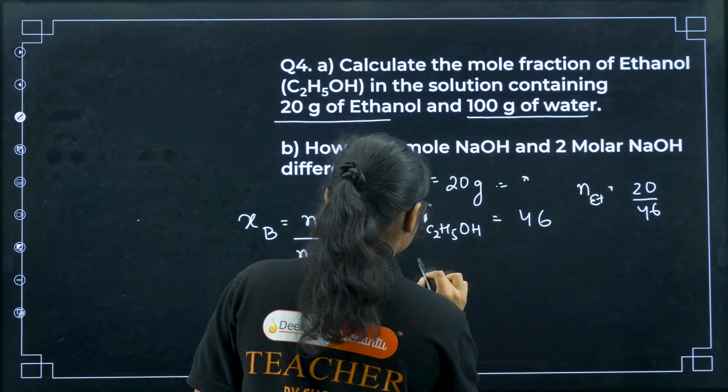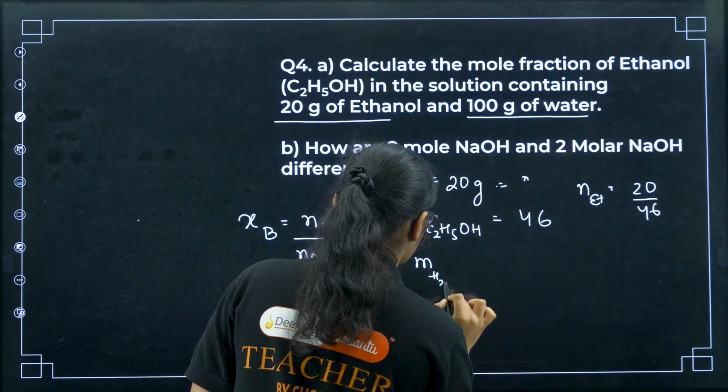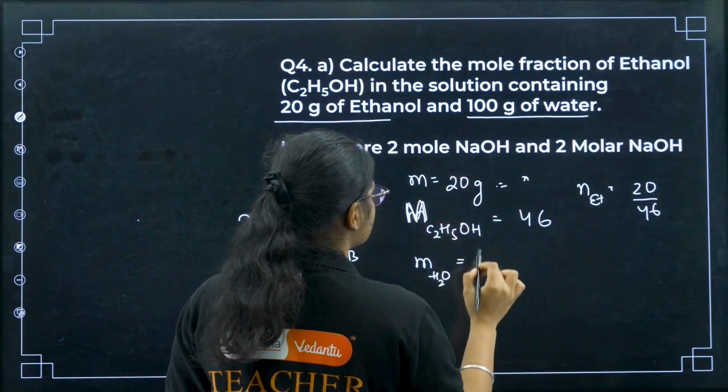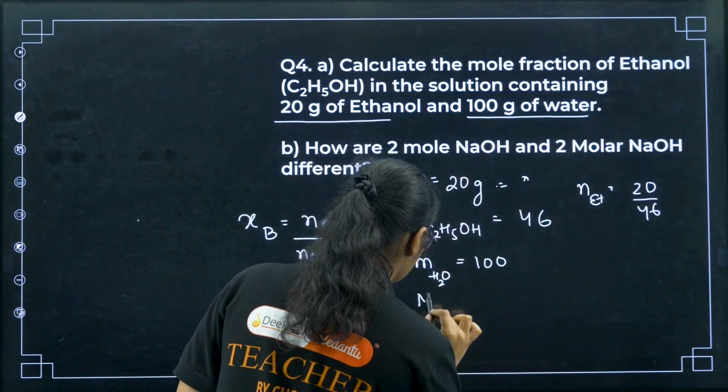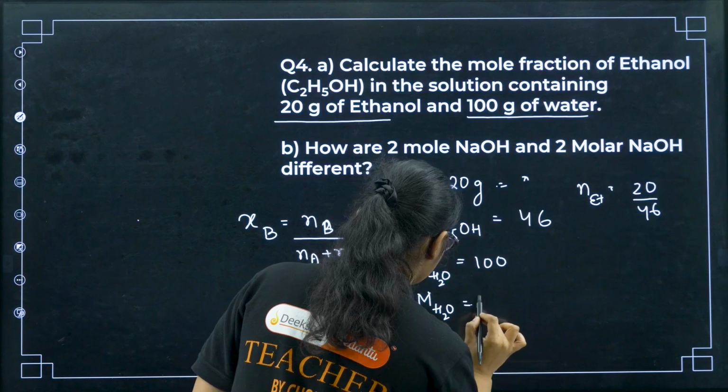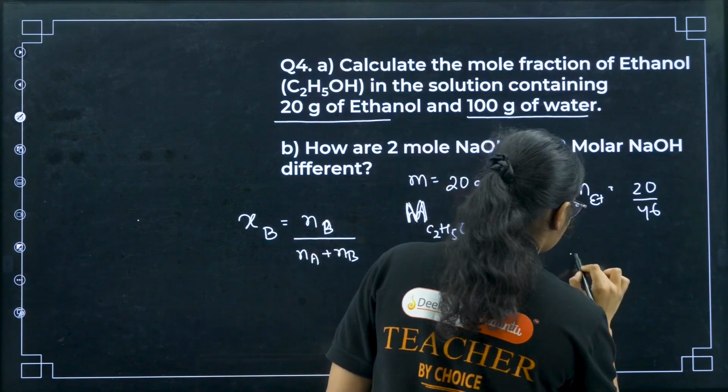Now if I want to calculate similarly for water, the mass of water is how much? 100 gram. What is the molar mass of water? It is 18 grams. So what is the number of moles of water?